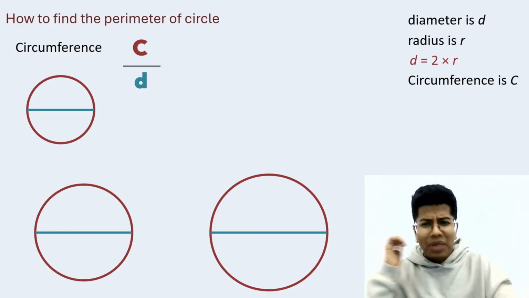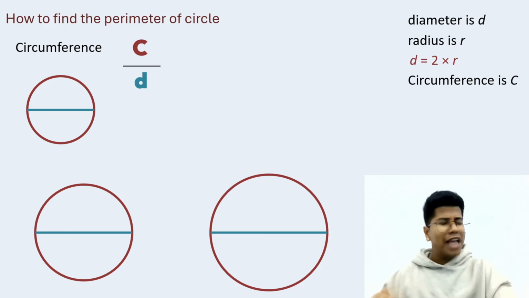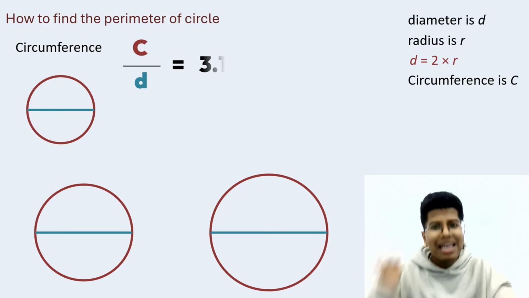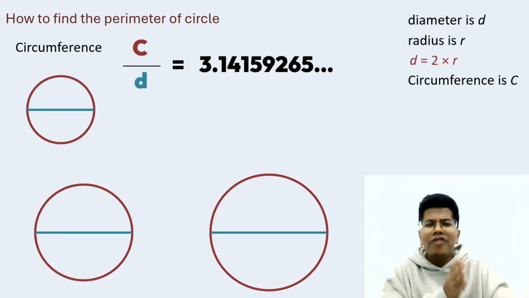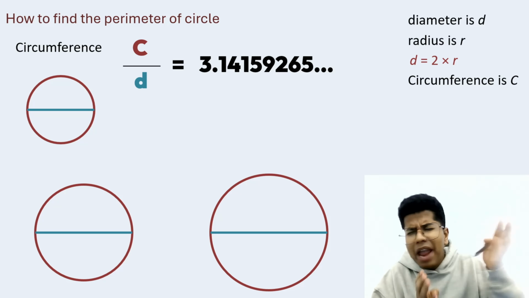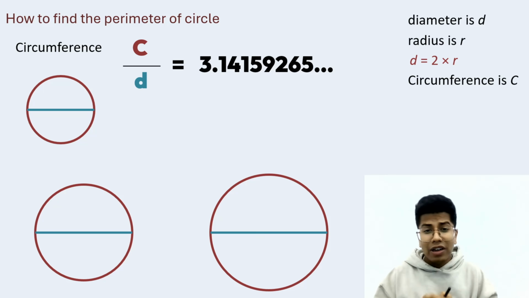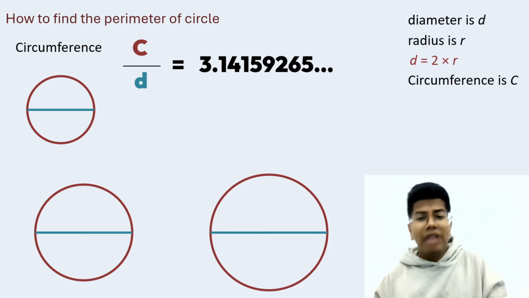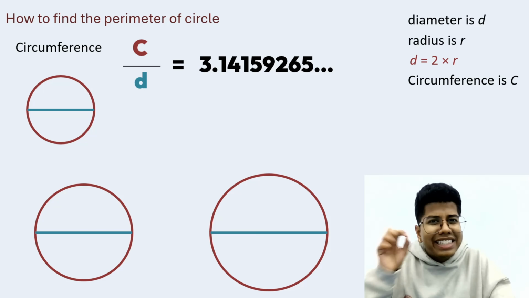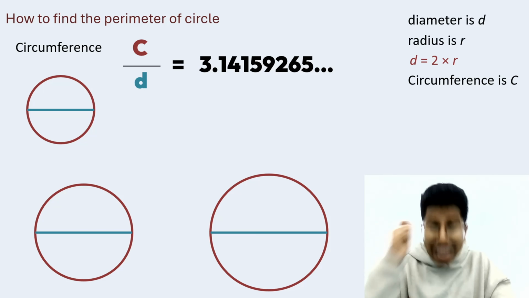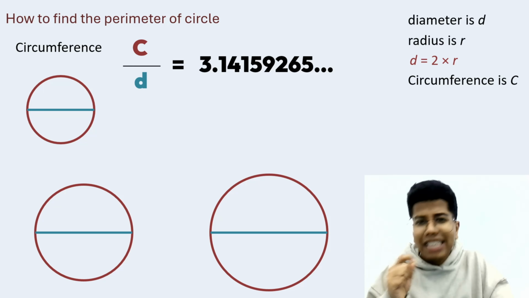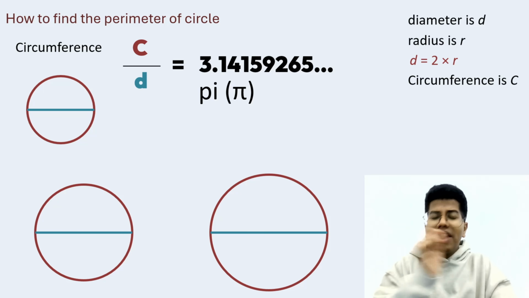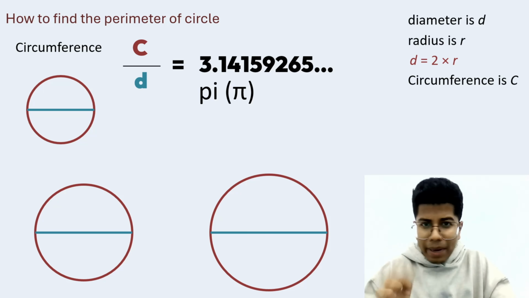circumference, when I divide it by the diameter, you always get one fixed value. And the value is 3.14159 dot dot dot. There are infinite digits involved. So circumference upon diameter is this fixed value. And since this is a fixed value, scientists have given it a name, called pi. Pi is nothing but 3.14 and many more digits.